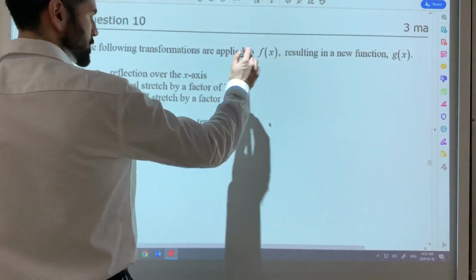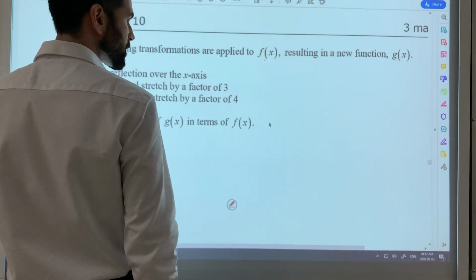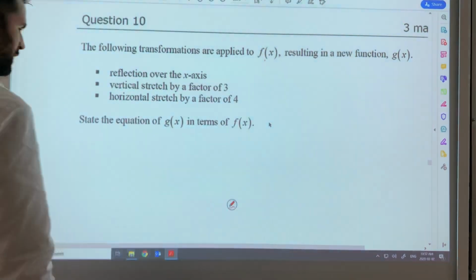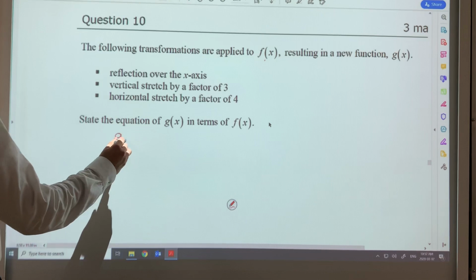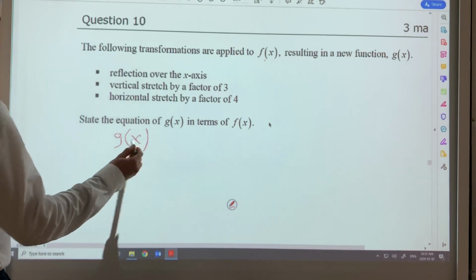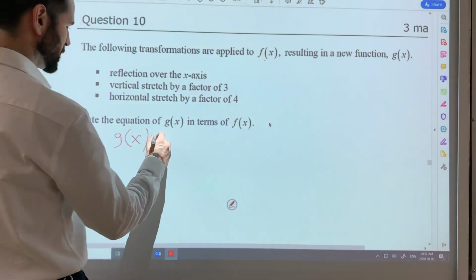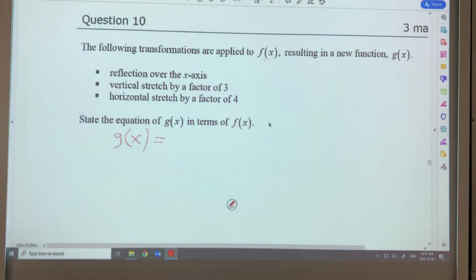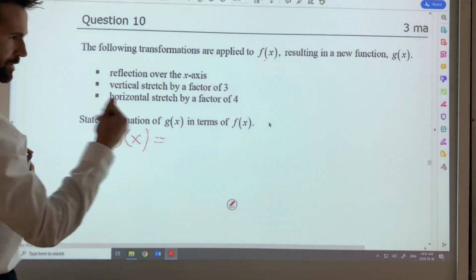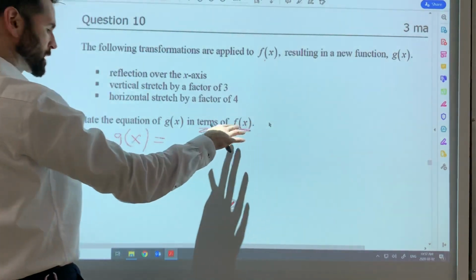Well, the transformation is getting applied to f of x, resulting in a new function. So you're going to write, I hope that comes through. Is there a way to make the pen thicker? I don't know. So g of x equals something with f of x in it. So when it says in terms of f of x, that means use f of x.